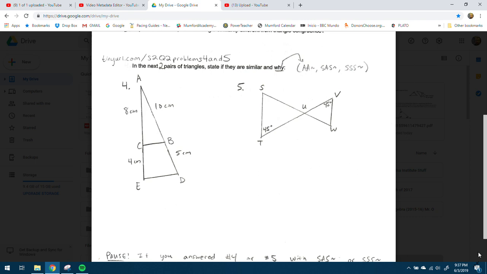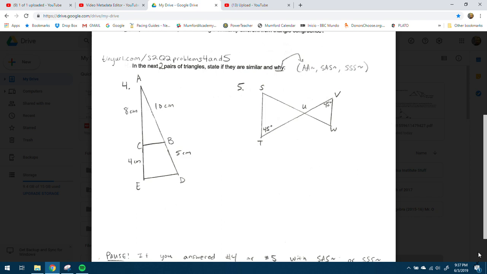And then 3 above is not the same as 3 on the last quiz because it's saying how is similarity different from congruence. Remember, similarity does not mean exactly the same. It just means that there are the same angles. So this is 4 and 5.